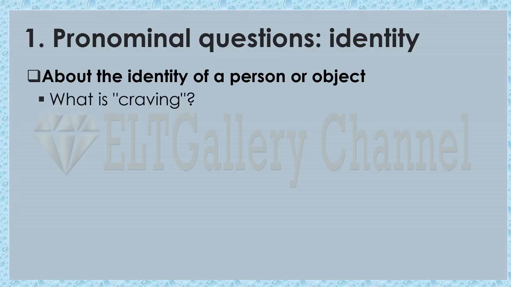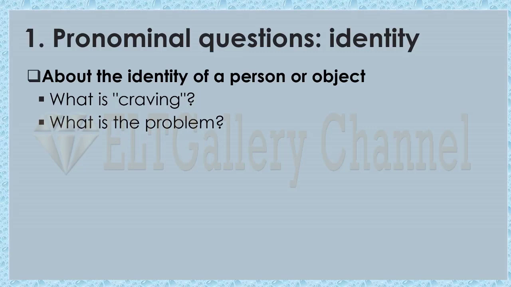For example, what is craving? Craving is a desire. So we give the identity of craving. What is craving? Craving is a desire to do something, a strong desire to do something, for example, to have great food, to meet a girl, to meet a gentleman. What is craving?